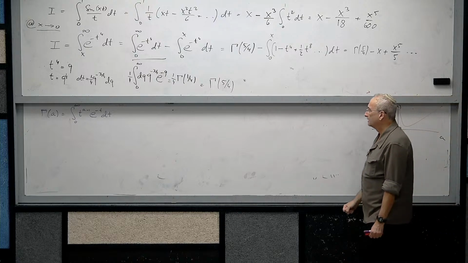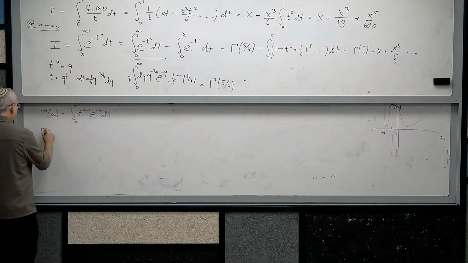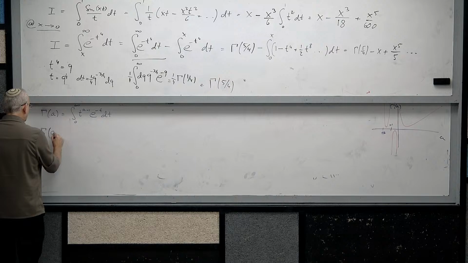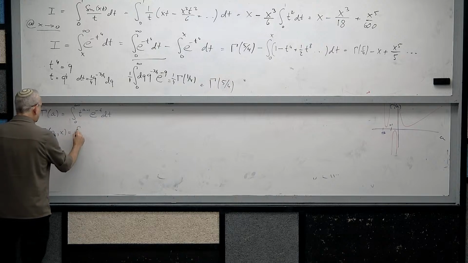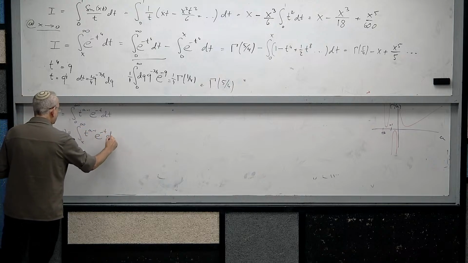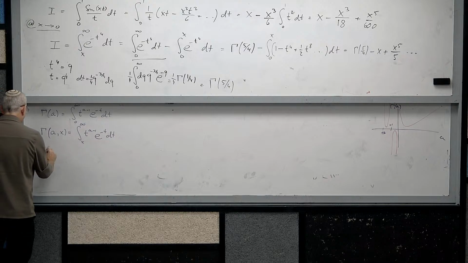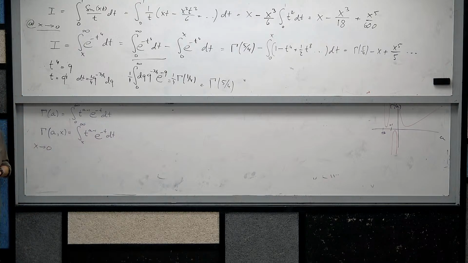Now, this is the gamma function. Now I would like to consider the incomplete gamma function, which is gamma of a and x, and is defined as the integral from x to infinity of t to the a minus 1 e to the minus t dt. Right? I want to approximate the incomplete gamma function in the limit x goes to 0. What is the asymptotic of the incomplete gamma function when x approaches very small values? Okay?